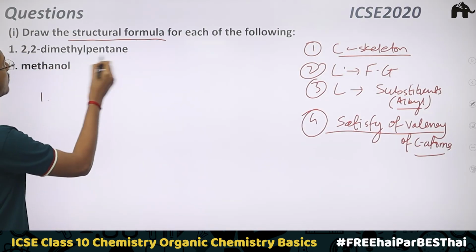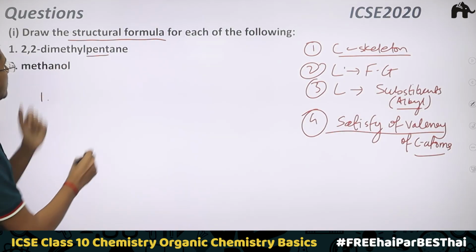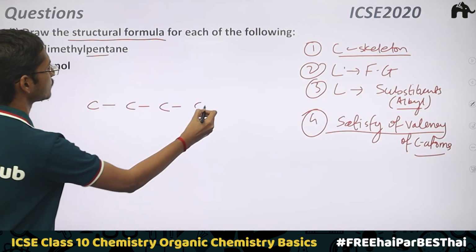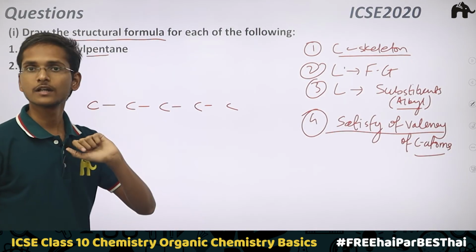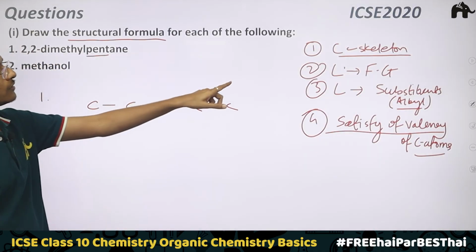Okay, so from the root word, first we will take the carbon skeleton. Root word is pent here. Carbon skeleton 1, 2, 3, 4, 5. Okay, 1, 2, 3, 4, 5. Then we would move on to the location of functional groups.